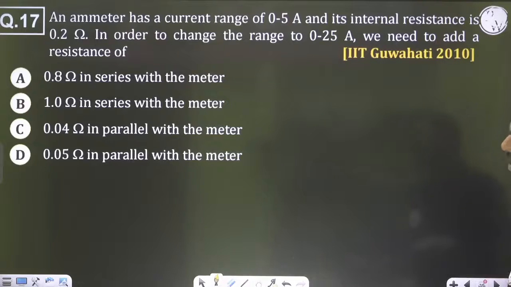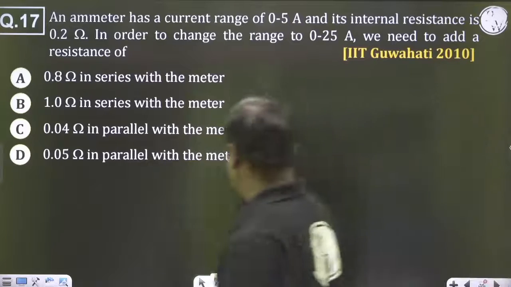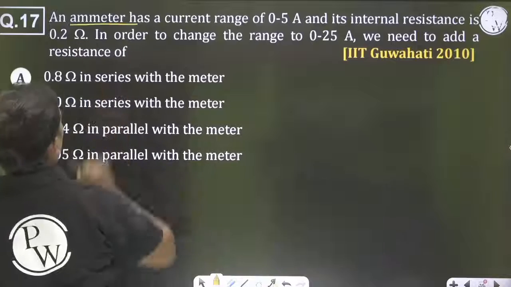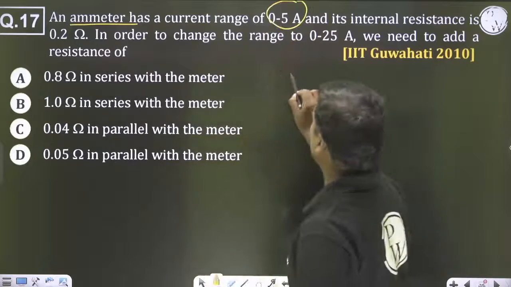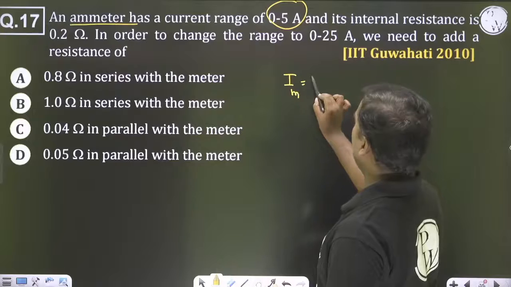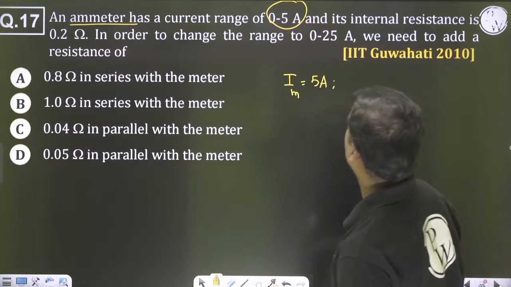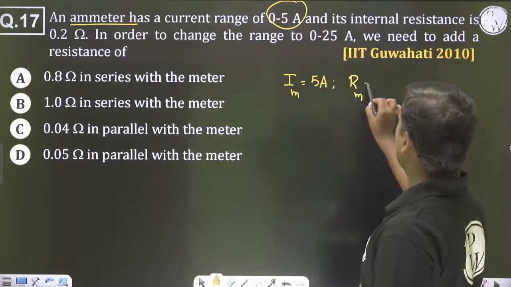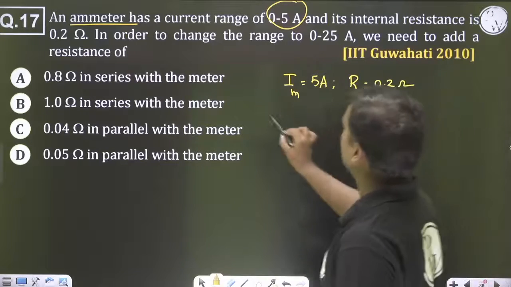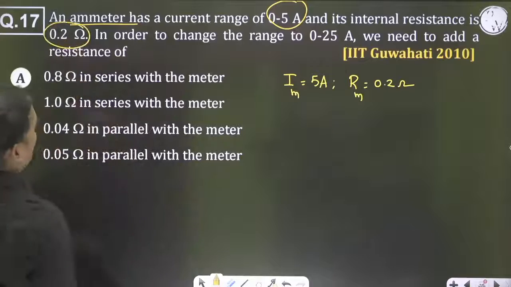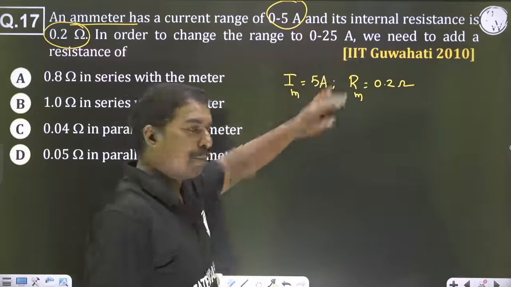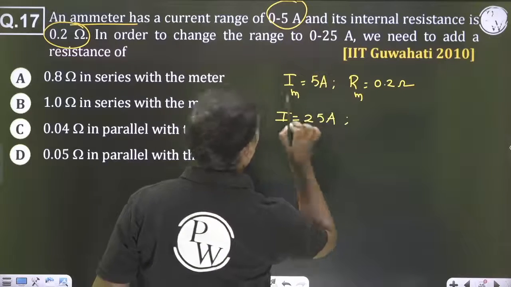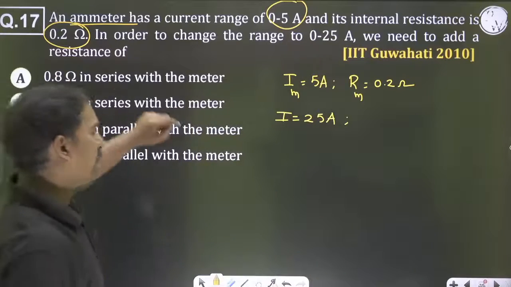Again, this question is related to shunt. Quickly we can do it. An ammeter has a current range of 0 to 5 amperes. That means IM is 5 amperes. Its internal resistance is 0.2 ohms. RM is 0.2 ohms. In order to change the range to 25 amperes, that means I is 25 amperes, we need to add a resistance of dash.